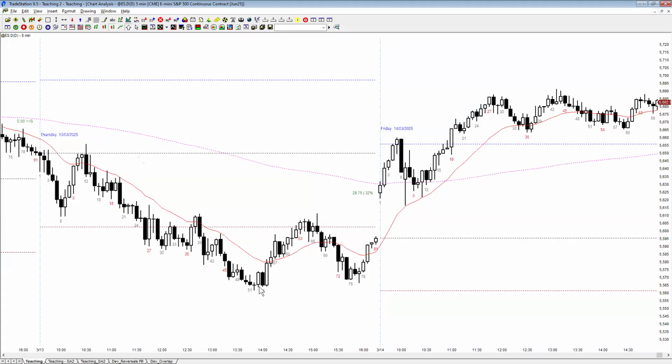There's something to do. So it would be buying these two bars, and that magenta line is the cost average of that trade. And then you will hold.